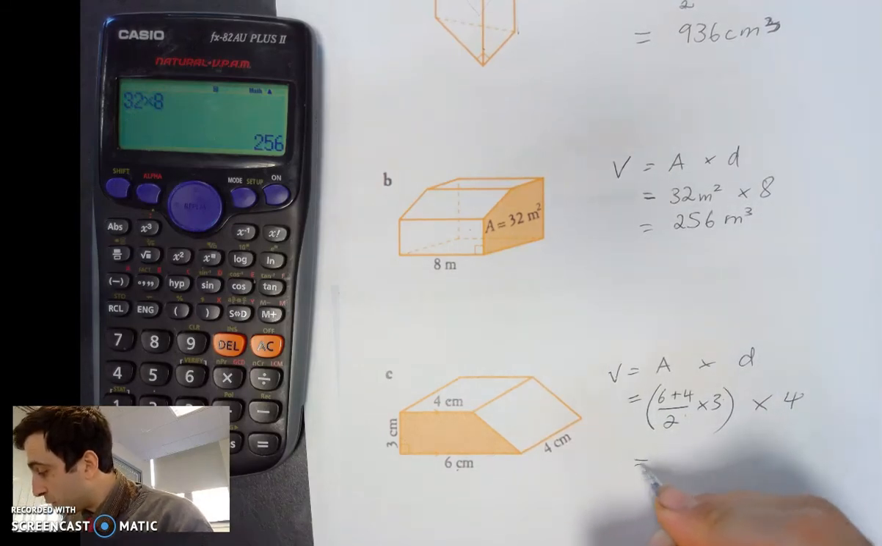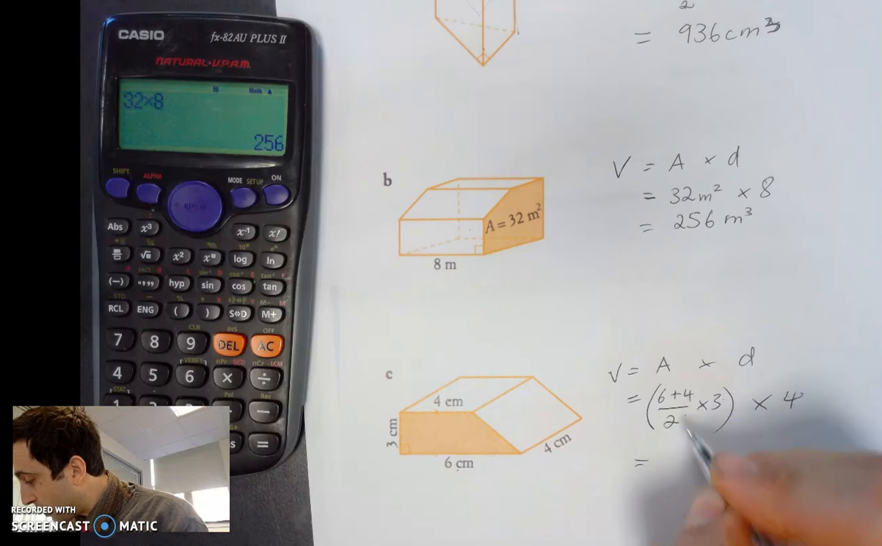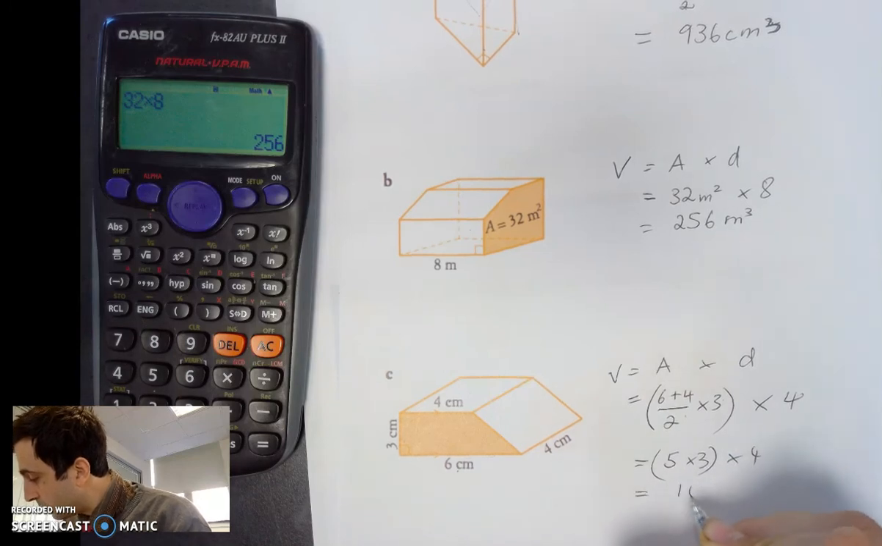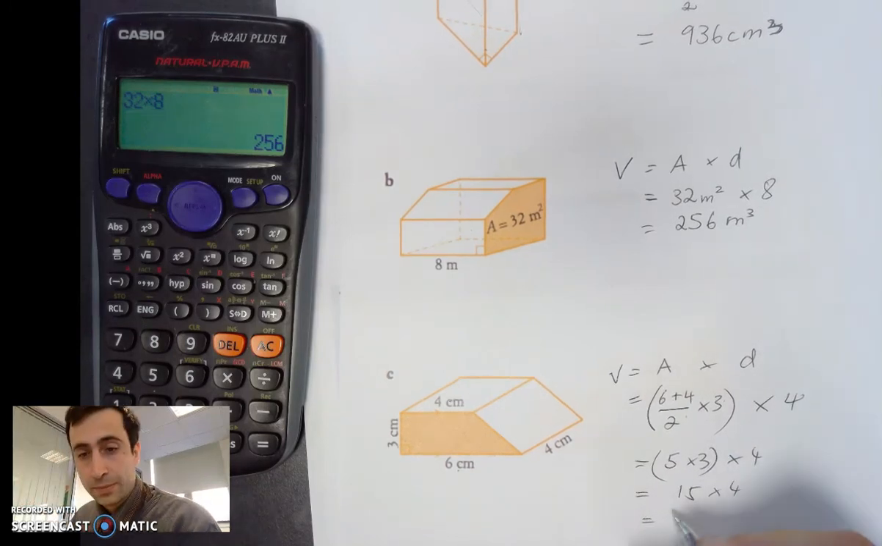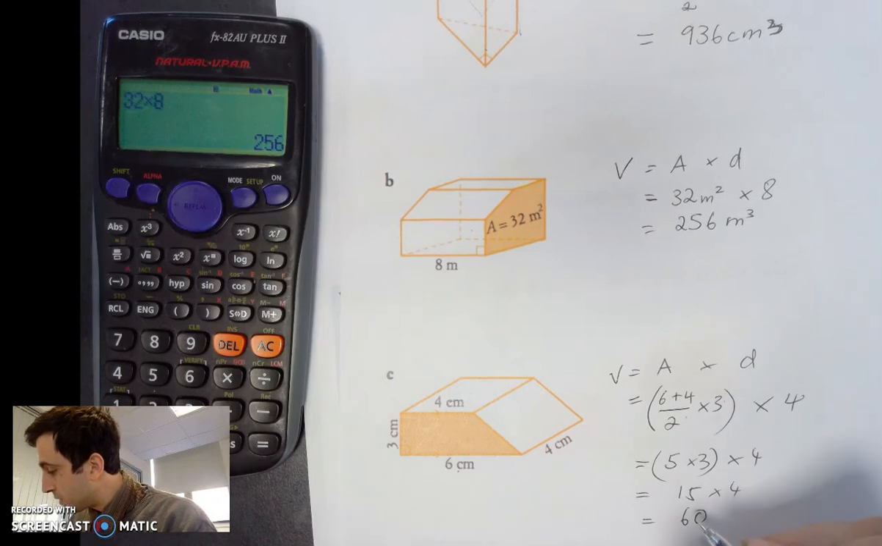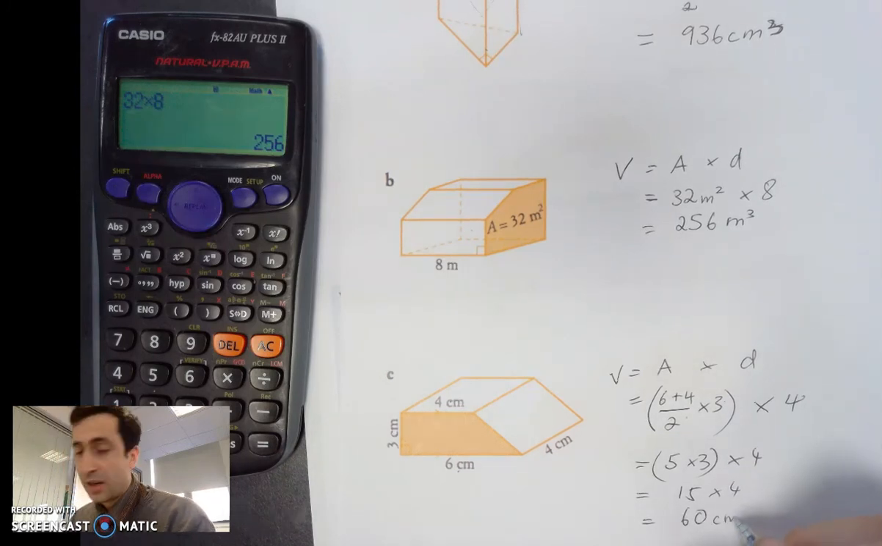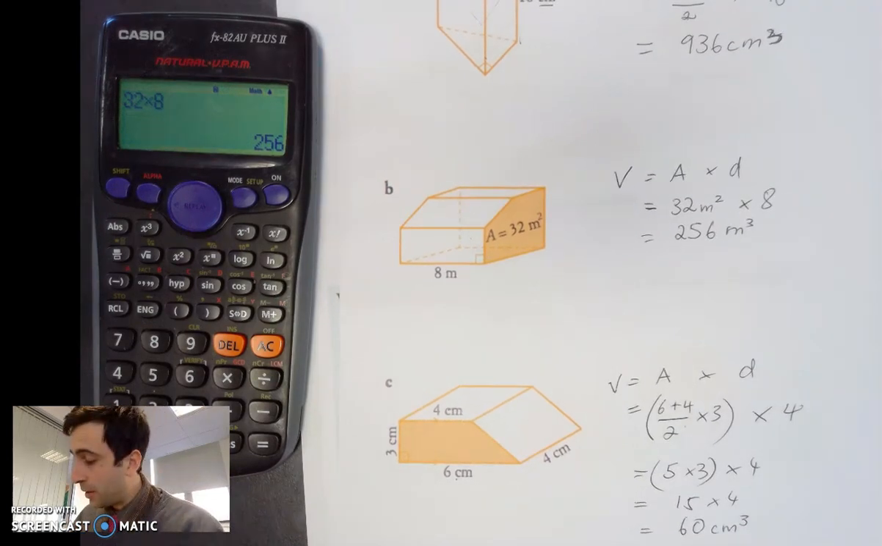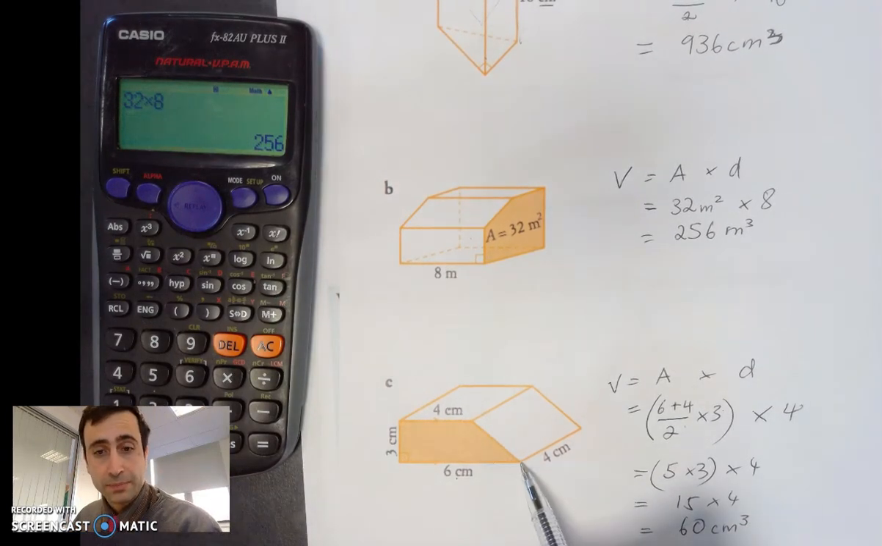So 6 plus 4 divided by 2 is 5 times 3 times 4, which is 15 times 4, which is 60 centimetres cubed. And this is what we do with volume. We have to find the area of the base and then multiply by the depth.